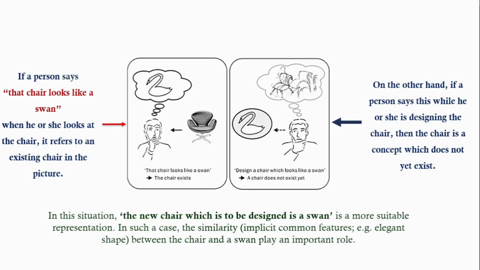So in such a case, the similarity between the newly designed chair and the swan is going to be represented in terms of common features like elegance and shape, which are going to be very common between the chair and the swan, right? So the new chair which is going to be designed by the man is going to represent the elegant shape, right?